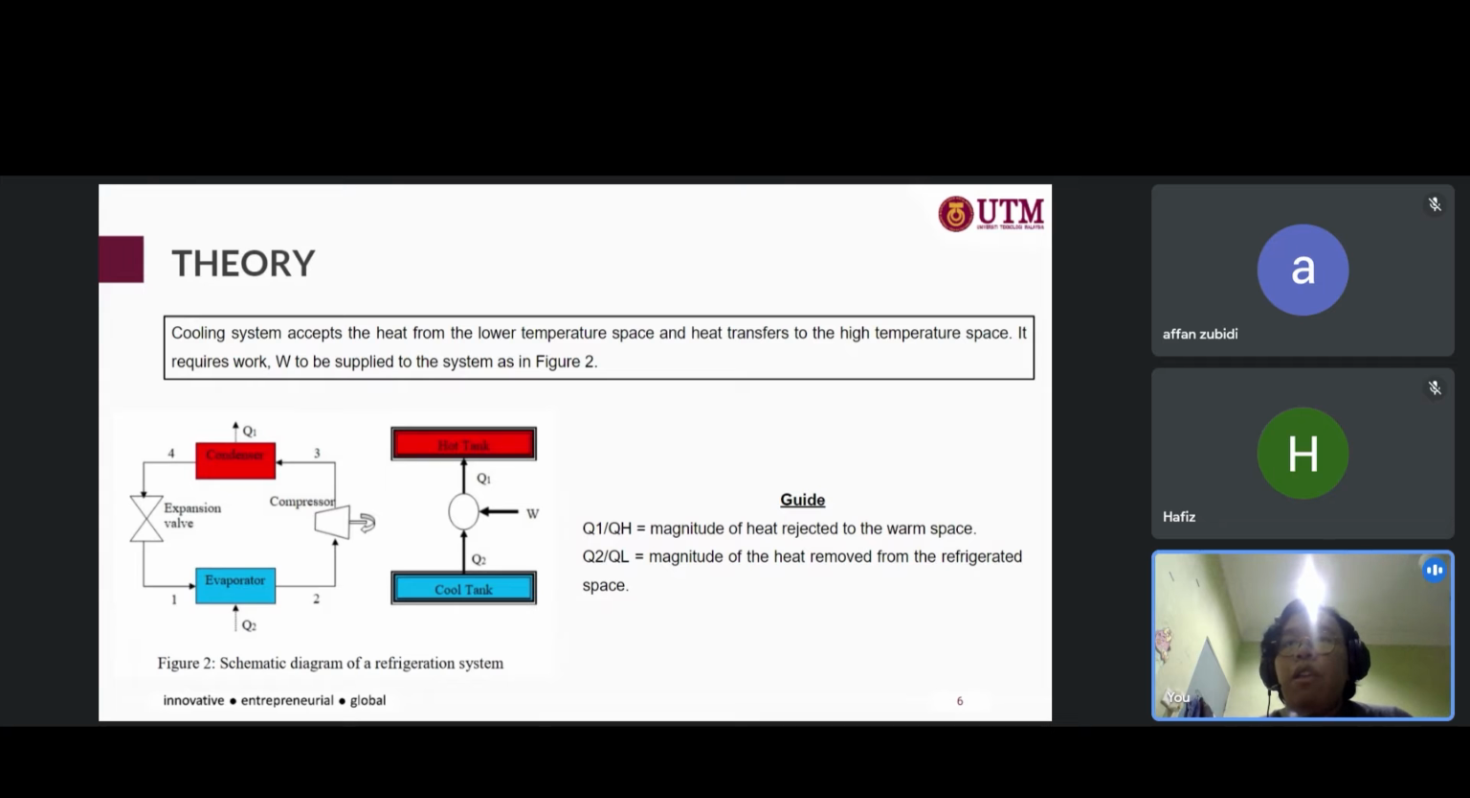We'll be explaining two things, which are the theory and the methodology, which is the procedure. Theoretically, a cooling system accepts heat from the lower temperature space and transfers it to the high temperature space. It requires work, W, which is supplied to the system as shown in figure 2. Q1 is QH, which is the magnitude of heat rejected to the warm space. Q2 is QL, which is the magnitude of the heat removed from the refrigerated space. So next slide.